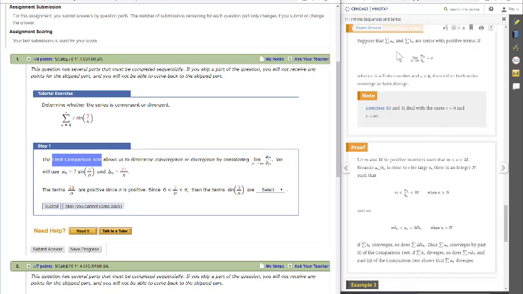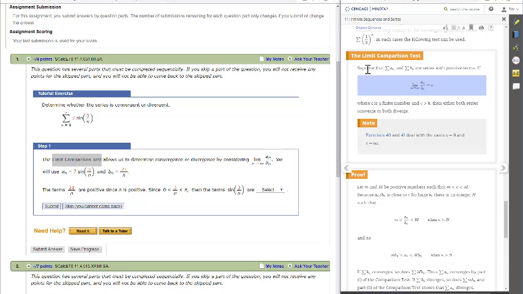Just to backtrack and take a look at what the limit comparison test is. Suppose that you have a couple of series with positive terms, and you take the ratio of the two series, and the limit is equal to c, where c is some finite number, then both series do the same thing. Either they both converge or they both diverge. So that's the limit comparison test.